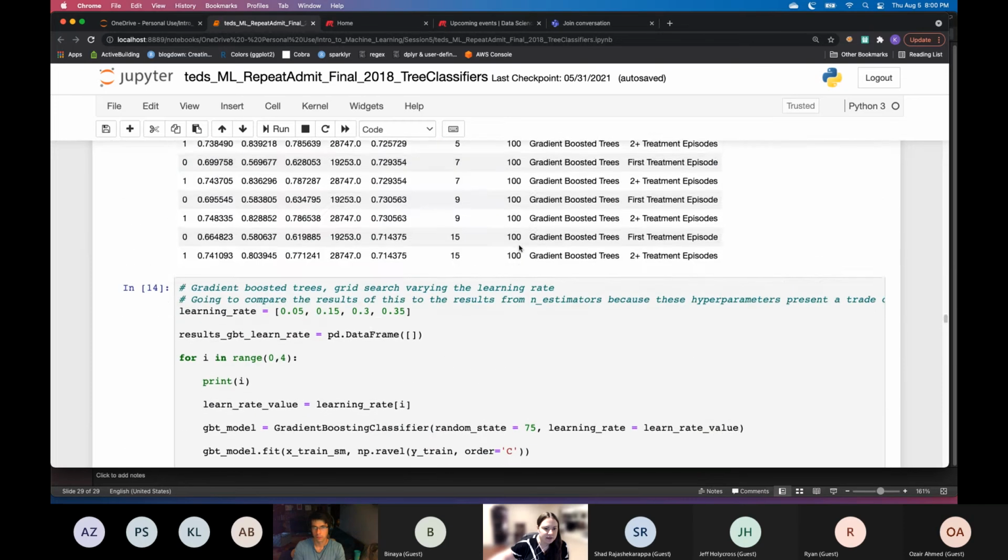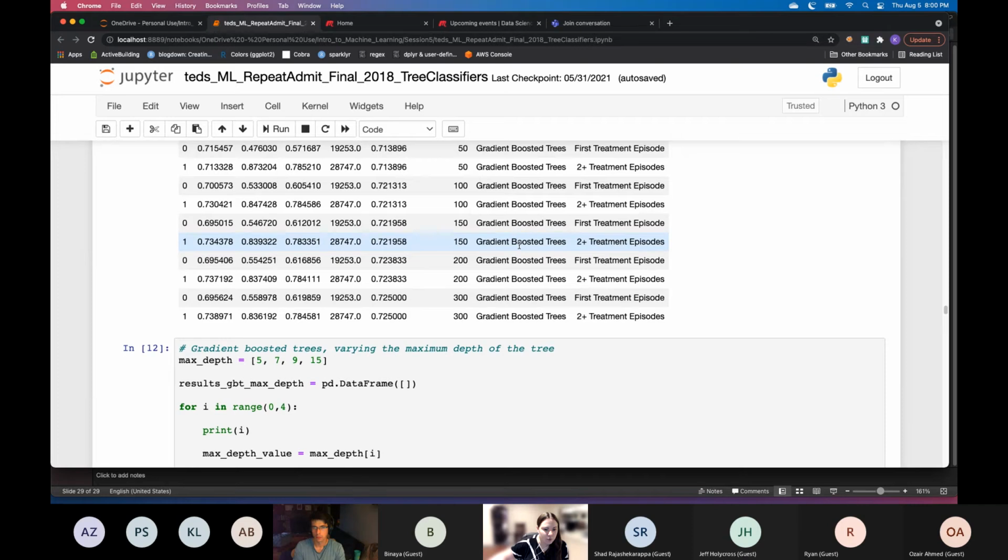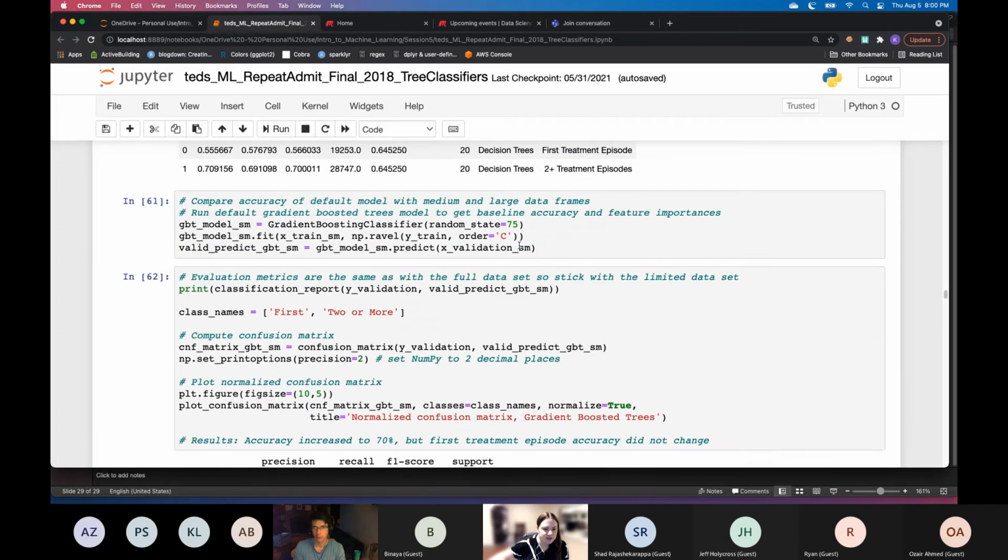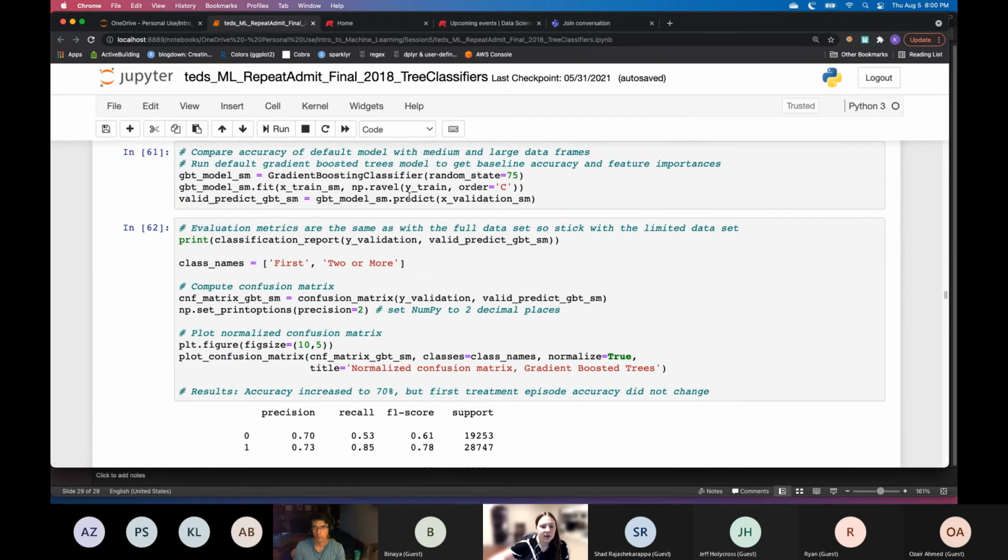Okay, GBT. Find the top one, number of estimators. Okay, here we go. So here you're going to see that this looks very similar. The syntax is basically the same in this case, but we're using a gradient boosted classifier instead.